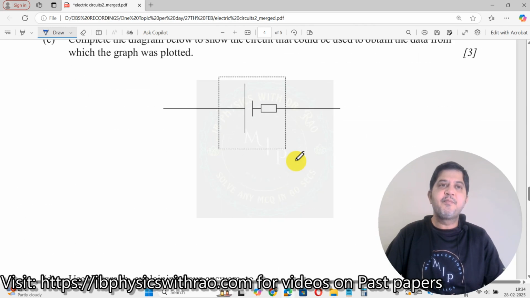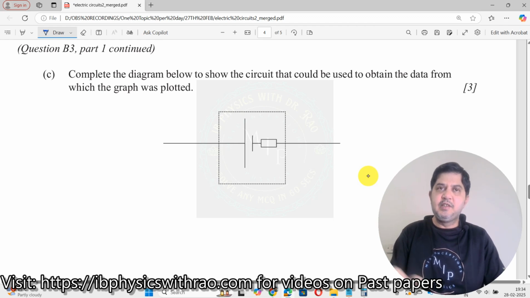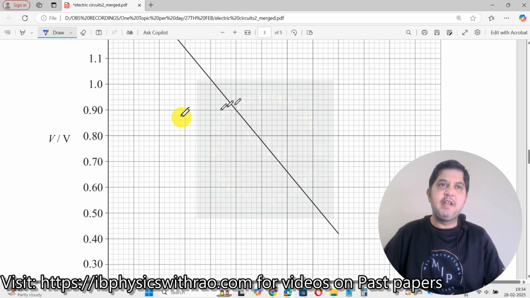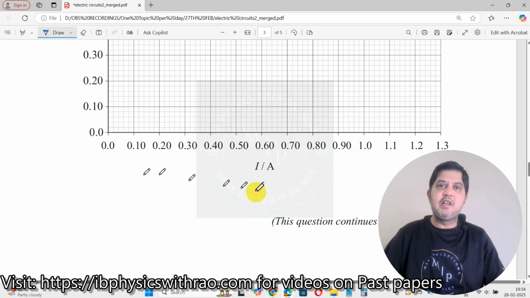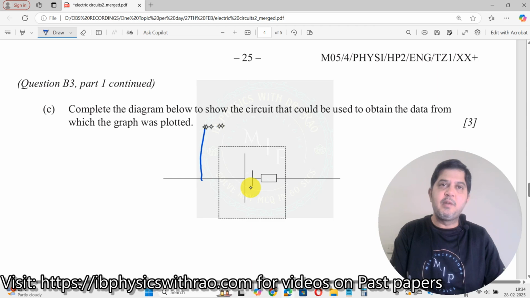Now, complete the diagram to show the circuit that could be used to obtain the data from which the graph can be plotted. You need to complete the diagram. How do you complete the diagram? So to do this particular graph, what do you need? You need the value of V and you also need the value of I. So what do we do here? You connect a voltmeter here parallel to this, and you need to complete the circuit. Only then current will move.